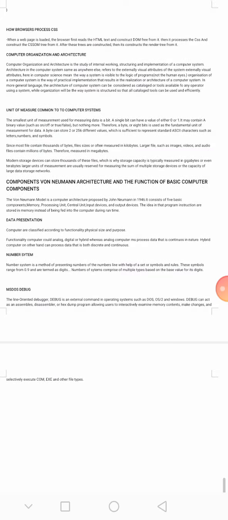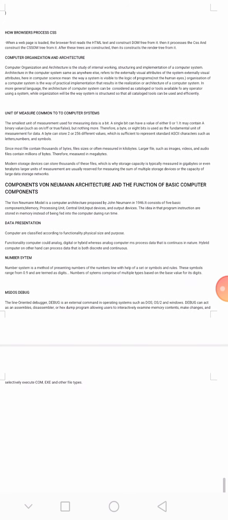Components of von Neumann architecture and the function of basic computer components. The von Neumann model is a computer architecture proposed by John von Neumann in 1946. It consists of 5 basic components: memory, arithmetic logic unit, control unit, input devices, and output devices. The idea is that program instructions are stored in memory instead of being fed into the computer during runtime.